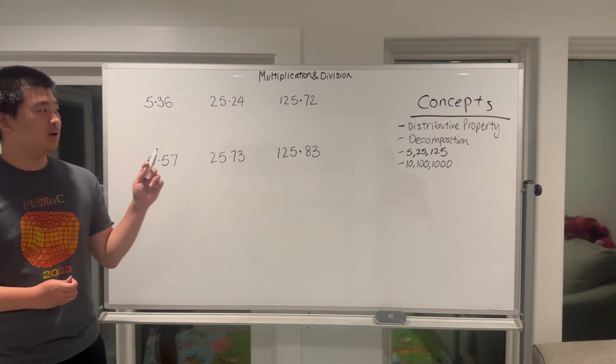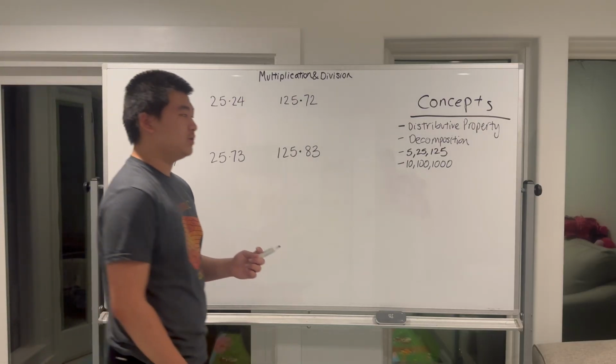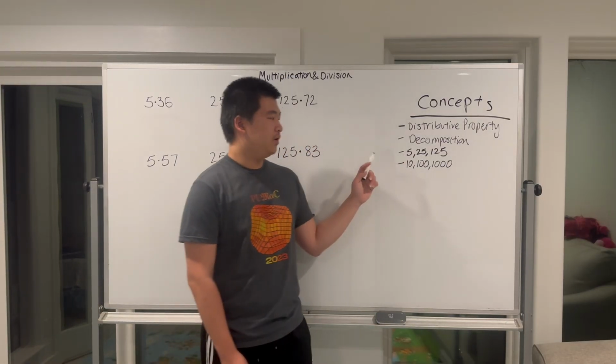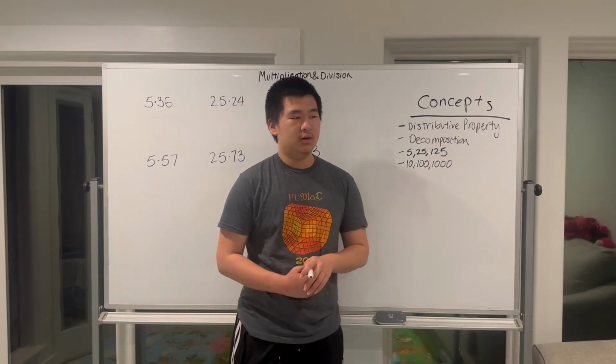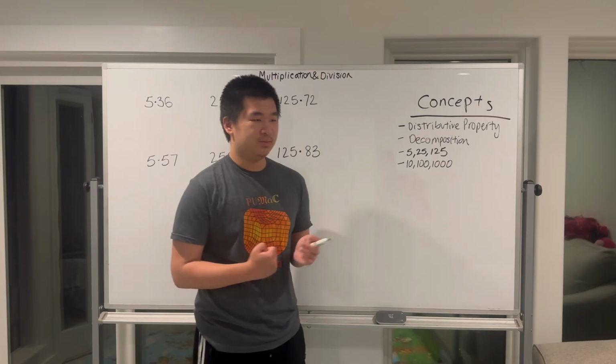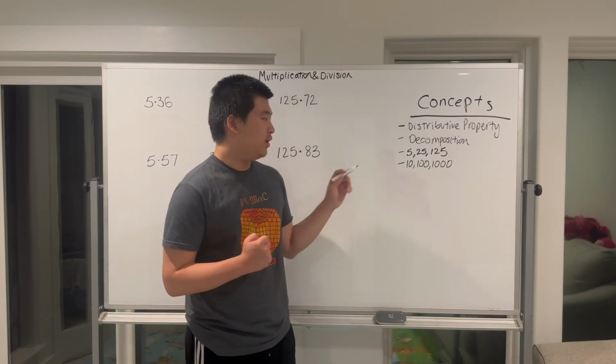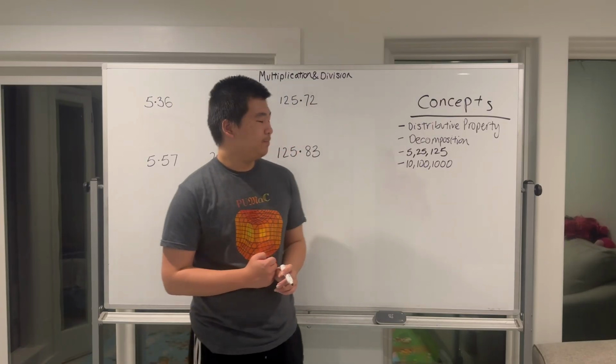In today's video, we're going to talk about multiplication and division, but this time with a few special numbers. And those numbers are 5, 25, and 125. Now, you might be wondering, why did we choose these three numbers? Why are they so special? And the reason is because they are closely related to 10, 100, and 1,000.